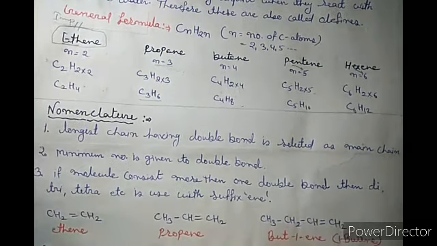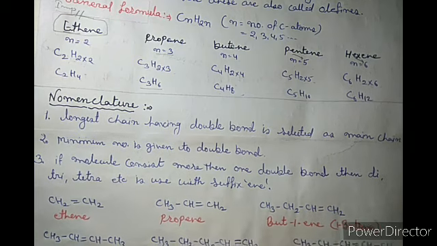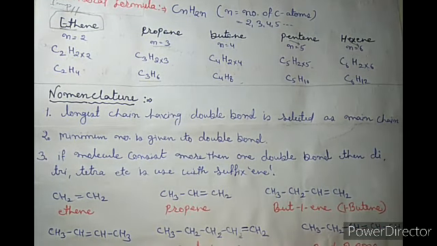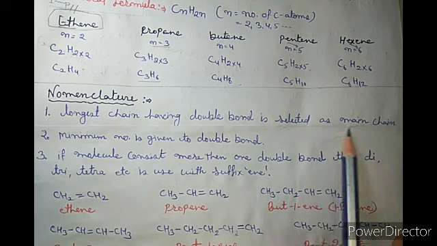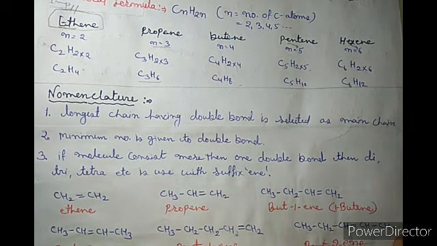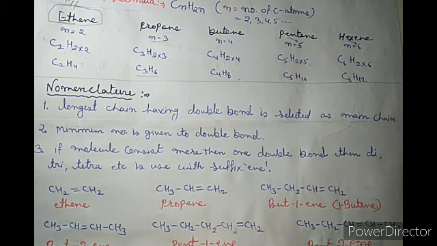Now let me discuss the nomenclature. The first rule is selection of the longest chain, but here there is a slight change: the double bond should be included in the main chain. So the longest chain having the double bond is selected as the main chain. Second, the minimum number is given to the double bond.